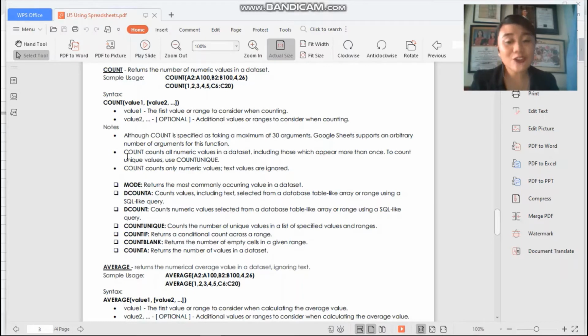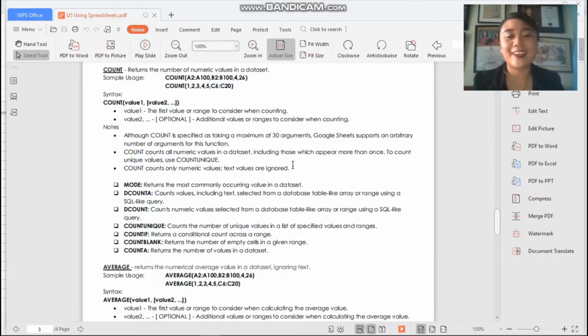Now, count counts all numeric values in a data set, including those which appear more than once. And your count would only count values. If we say values, yung may number. Okay? Or merong halaga. Buti pa siya may halaga. So basically, we can also use the count unique, which means these are data that are very unique, that they are not numeric. So it can also count. Now, your count counts only numeric values like what I've said a while back. Meron yung value lang. Okay, hindi pwedeng words, hindi pwedeng statements, and the like. For this sense, your text values would be considered to be ignored.